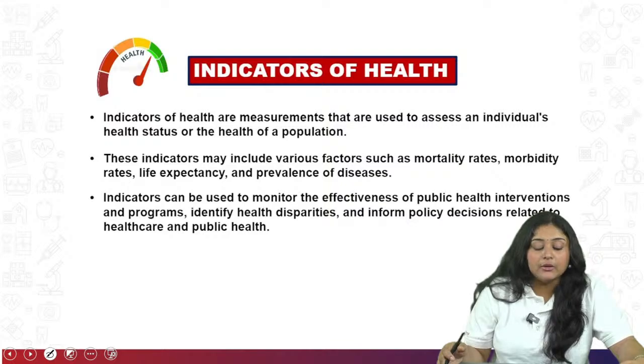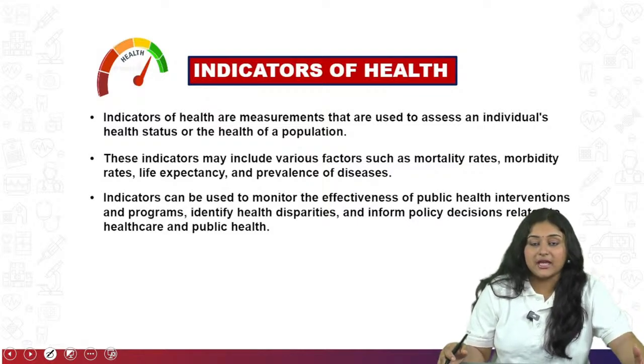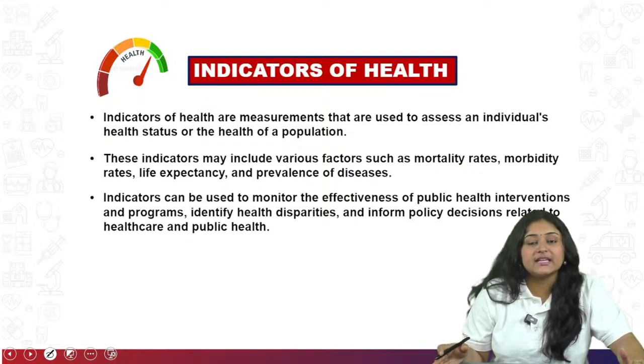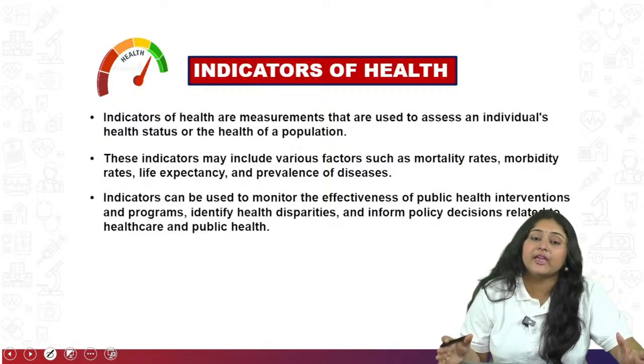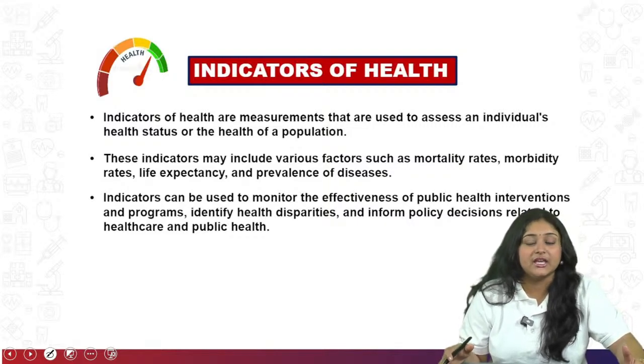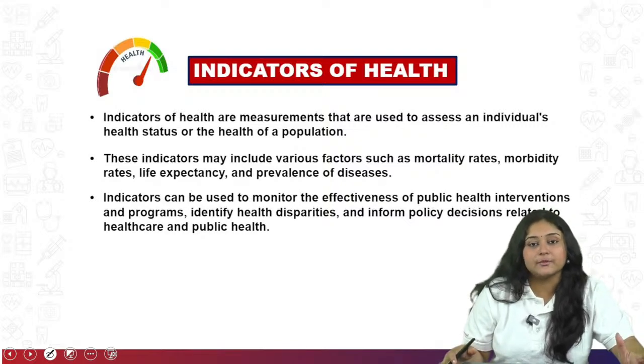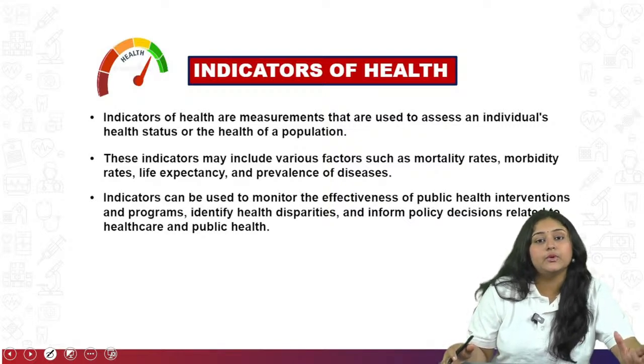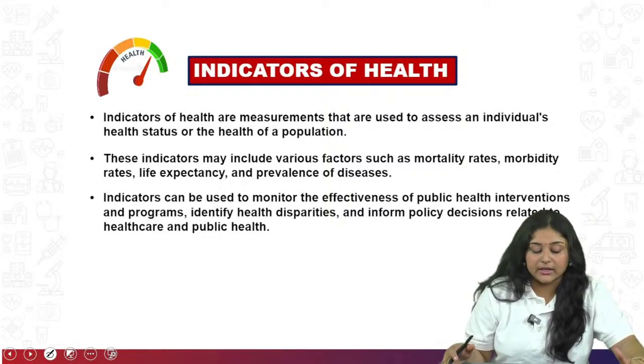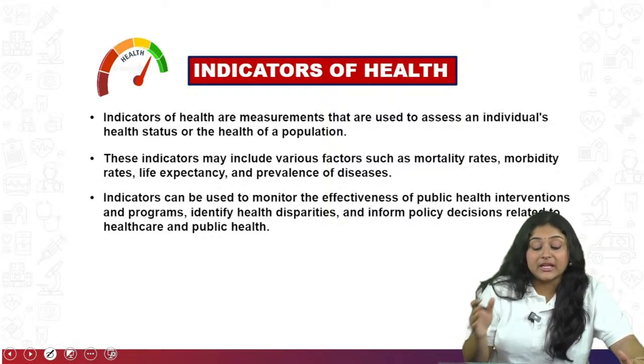Okay, so now come to the next, that is indicators of health. First we have to know the meaning of health. Health is a state of physical, mental and social well-being, not merely the absence of any kind of disease or infirmity. That is the main definition of health given by the WHO, the World Health Organization. Now come to the indicators.